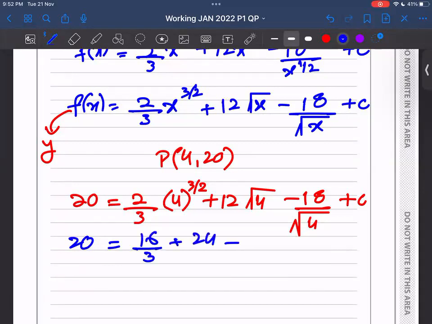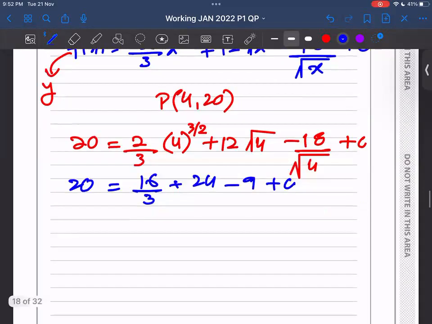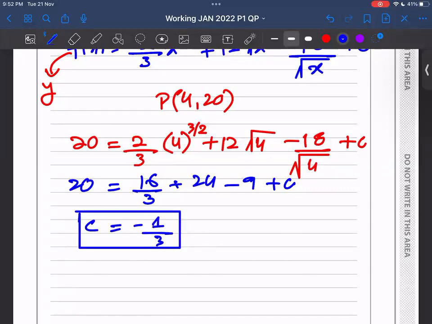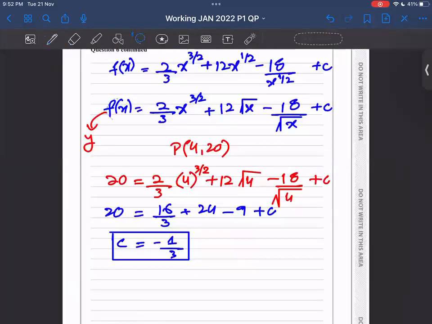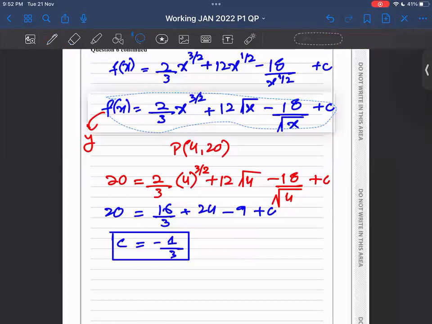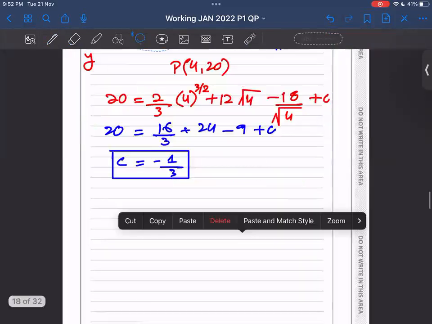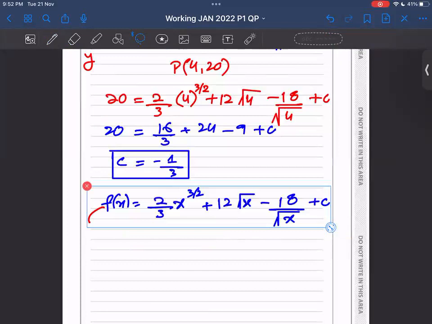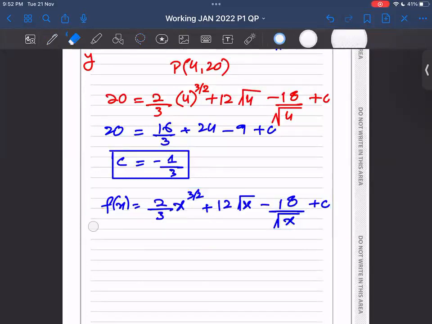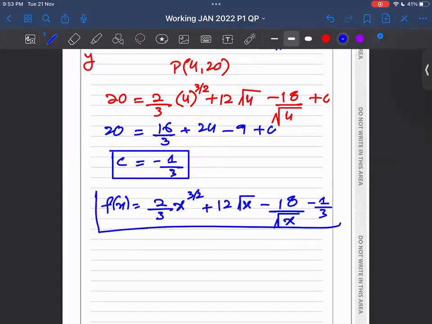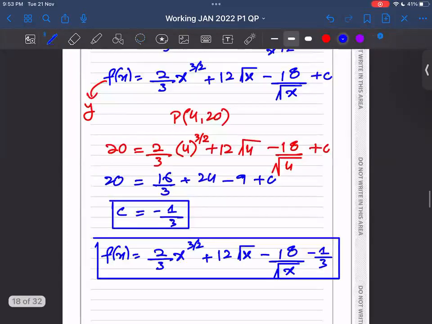12 times 4 is 24. And minus 18 over 2 is 9, plus c. Don't need to use calculator. 20 minus 24 plus 9 minus 16 by 3. Get the value of c, which is minus 1 by 3. I put all the values on the left hand side. I got the value of c, which is minus 1 by 3. I'm going to copy this whole expression. The only thing missing over here is c. I'm going to put the value of c here, which is minus 1 by 3. So this is your fx, your final answer here. All right.